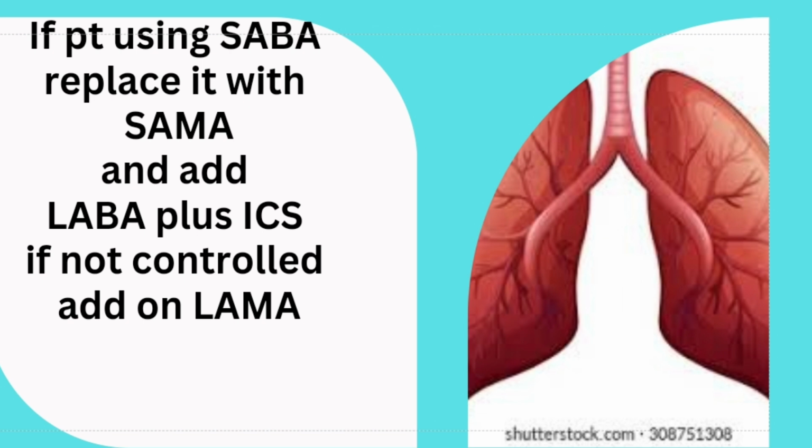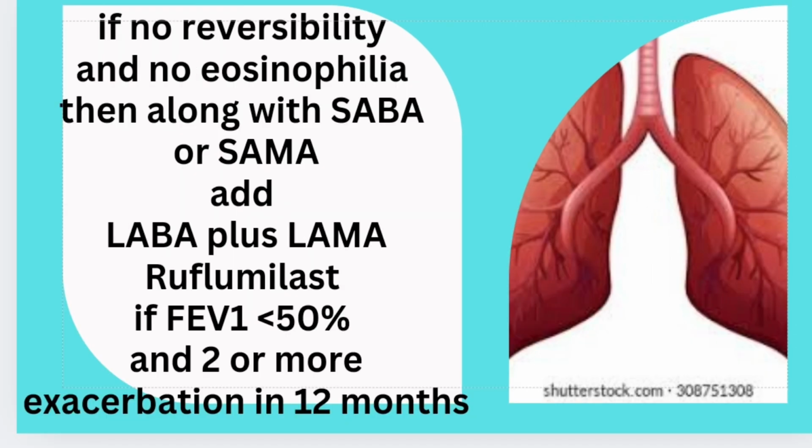While in the case of COPD where there is no reversibility and the patient is using SABA and is not being relieved, we replace it with SAMA. Or if he's using SAMA and is not being relieved, then we replace it with SABA. And in this COPD with no element of reversibility, in step 2, we add LABA plus LAMA. Plus there is another drug which is called roflumilast, which is a phosphodiesterase inhibitor, and we consider this in those patients of COPD who have FEV1 of less than 50% and who have had 2 exacerbations of COPD in the last 12 months.